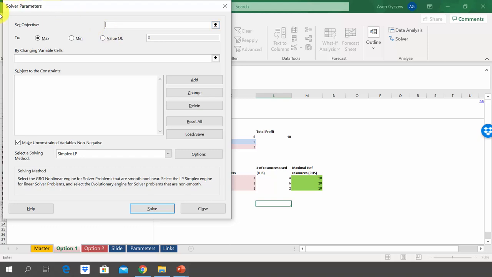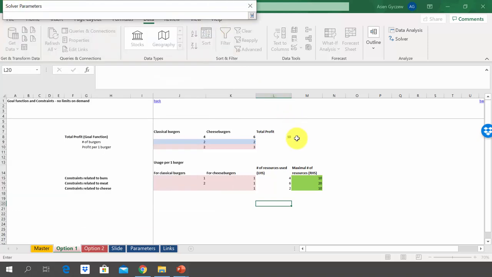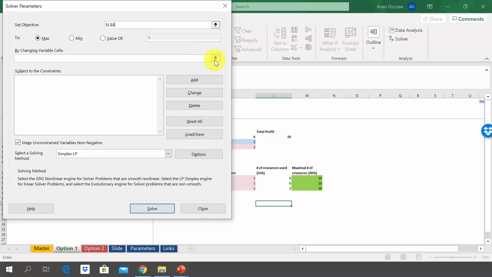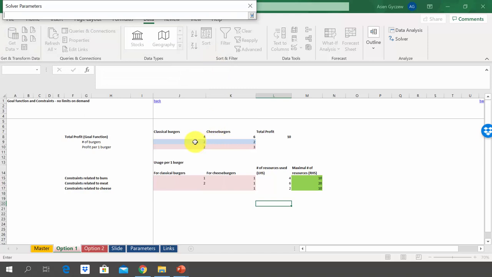So first of all, we have to set the objective. In our case, the objective is the total profit. So this will be L8. Now we have to tell it where the variables are. Where are the numbers it can play with to find the optimal solution. There will be the things in blue. In other words, our variables Z and Y. So the number of classical burgers and cheeseburgers. Currently, we produce two of the first one and two of the second one.